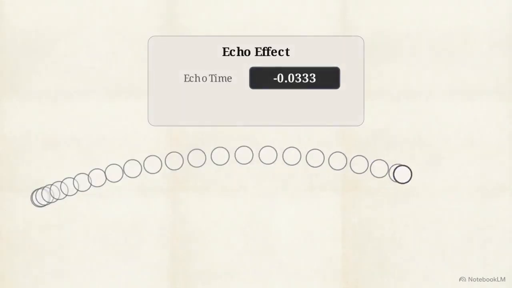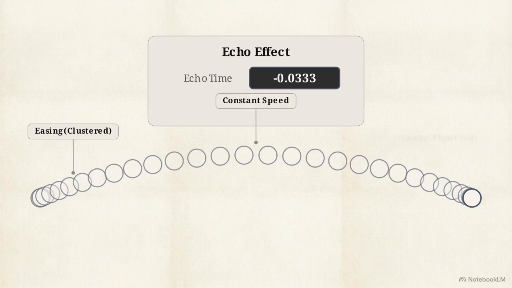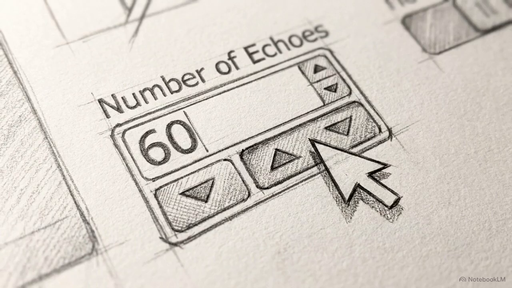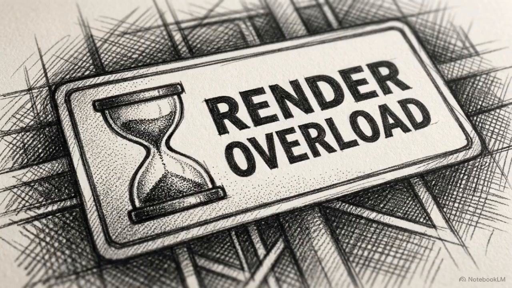The useless blur instantly snaps into a precise frame-by-frame diagnostic trail of your object's path. Next, find the number of echoes parameter. Increase this value until it matches the exact frame length of your animation. Keep it exact. If you set this number arbitrarily high, your software will freeze trying to render unreadable visual clutter.